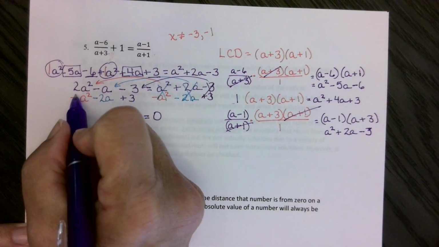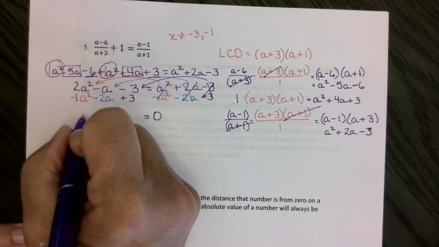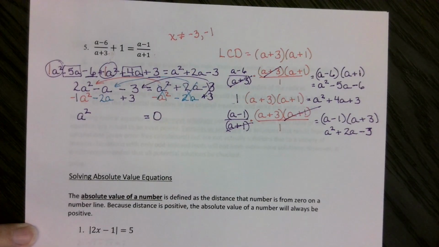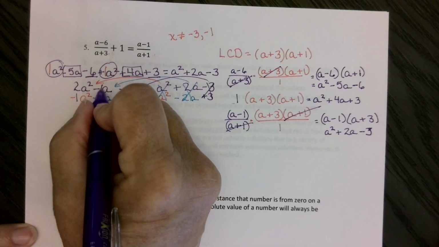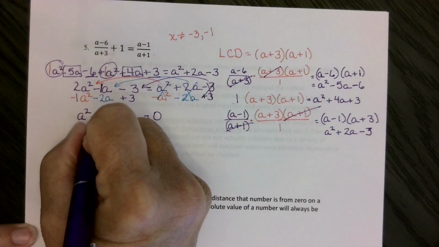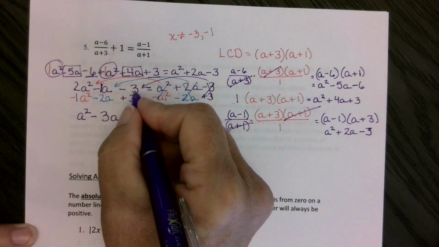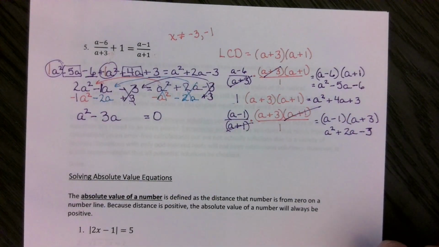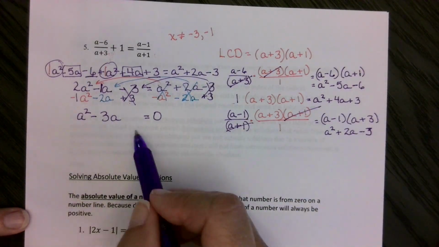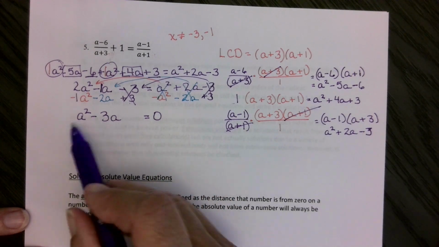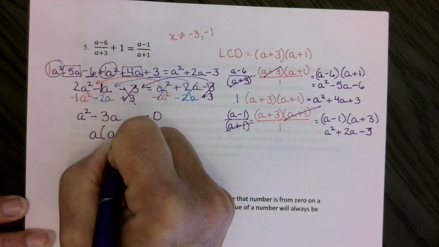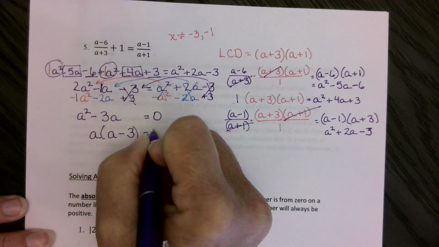Over here on the left, there's really a 1 here. So 2 minus 1 gives me 1a squared. Negative 1a minus 2a gives us negative 3a. And negative 3 plus 3 gives us 0. So we have a binomial, we don't have a trinomial. Well, that's okay. See if you have a greatest common factor. They both have an a in it, so I'm going to factor out an a. And I'm left with a minus 3 equals 0.